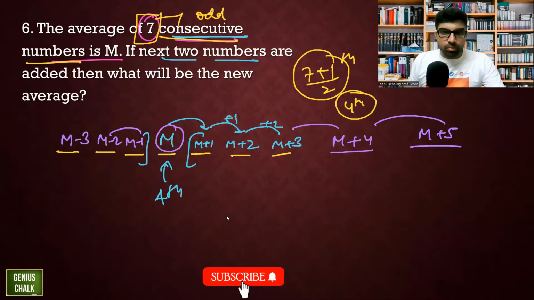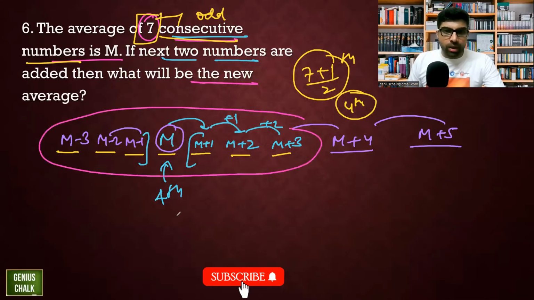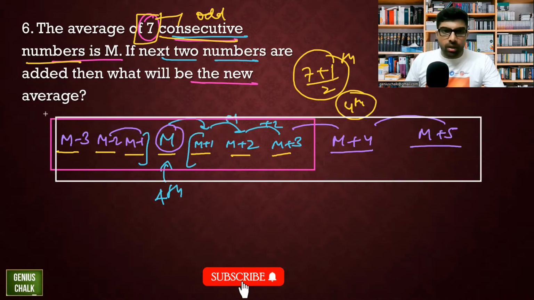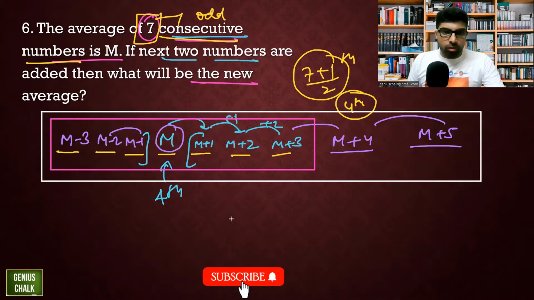Now, what are they asking? What will be the new average? Now, how many numbers are there, guys? Earlier, it was 7 numbers. You can check this box. There are 7 numbers. But if you check now, how many numbers are there totally? There are 9 numbers. And for 9 numbers, again, it will be (9 plus 1) by 2. That is 10 by 2, that means the 5th observation. So earlier the average was the 4th observation, but now it has to be the 5th observation.